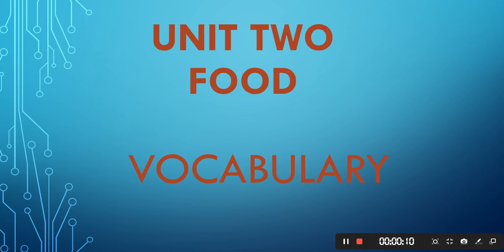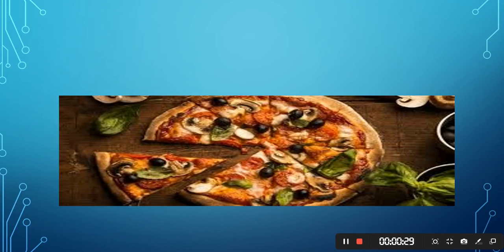In this video we're going to continue Unit 2, Food, and we're going to discuss the vocabulary part together. As you can already see, the unit is talking about food, so you expect to learn some English words that express food. Let's start with the first word. Most of the words that you're going to learn now, you already know or we have eaten before.